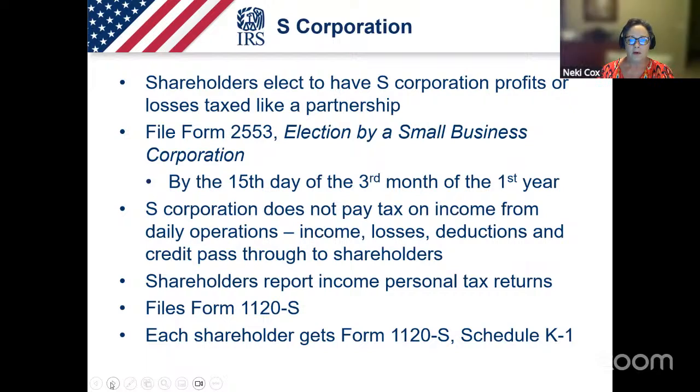So this is kind of like a pass-through, like partnerships. The beauty about it is you don't have to worry about double taxation at the corporate level and at the individual level. In this case, it would be the shareholders level. It bypasses being taxed at the corporate level and just gets taxed at the individual level, or shareholders level.